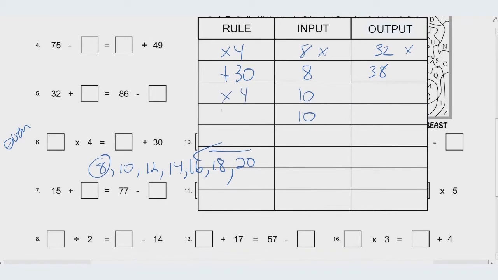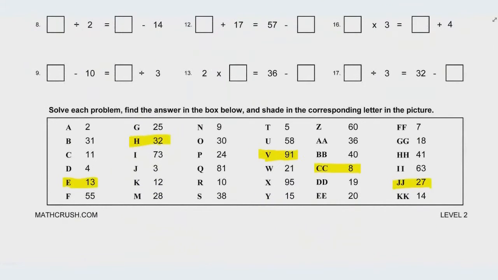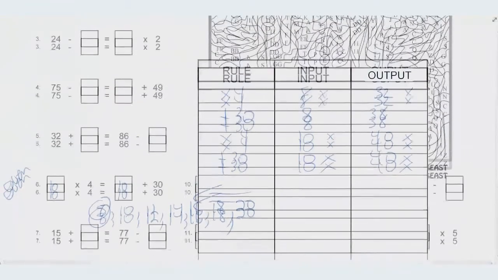Times 4 plus 30. 4 times 10 is 40, and 30 plus 10 is 40. So we get the same answer on both sides, and our input-output are the same, so this must be 10. So we come down to our box, and we look for 10. Where is 10? Oh, 10 is R. So you're going to come up there and shade in the R's.